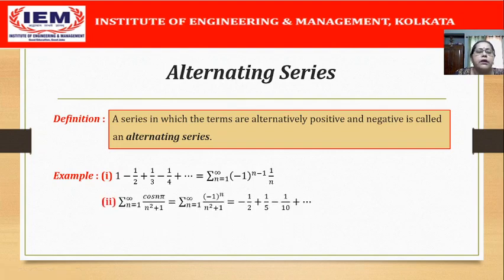Another example, summation n equal to 1 to infinity cos n pi by n square plus 1. Is this an alternating series? Yes, because remember that cos n pi is minus 1 to the power n. So as we put the values of n as 1, 2, 3, we will get the series as minus 1/2 plus 1 by 5 minus 1 by 10 and so on. So of course this is alternating.